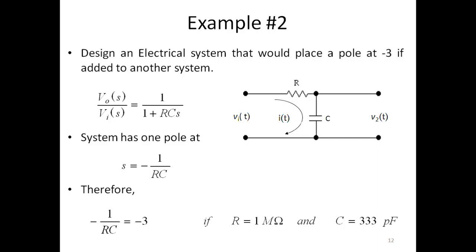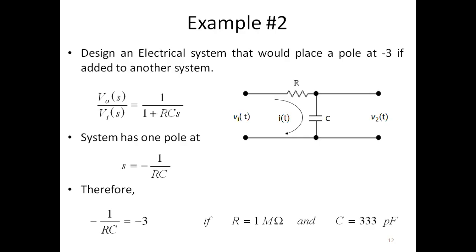And second problem is a design problem, where we have to design an electrical system that would place a pole at -3. So the pole value is given. So -1/RC is equal to -3. From that we easily get one expression, RC is equal to 1/3. So if we assume some value of capital R, from that we can get the value of C.